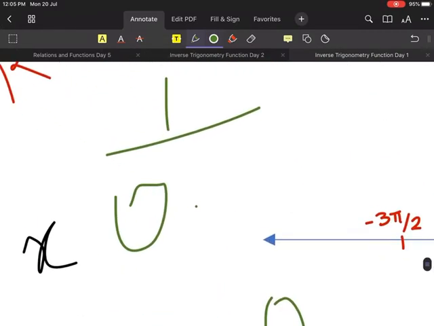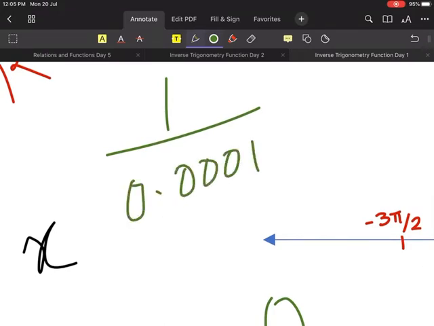Now another thing. Can anybody tell me how much is this one? 1 by 0.0001. Look at it carefully and tell me the answer. How much is this equal to? Undefined? Are you sure it's undefined? My God. 1 by 0 is undefined. How can this be undefined? This is actually 10,000, right?